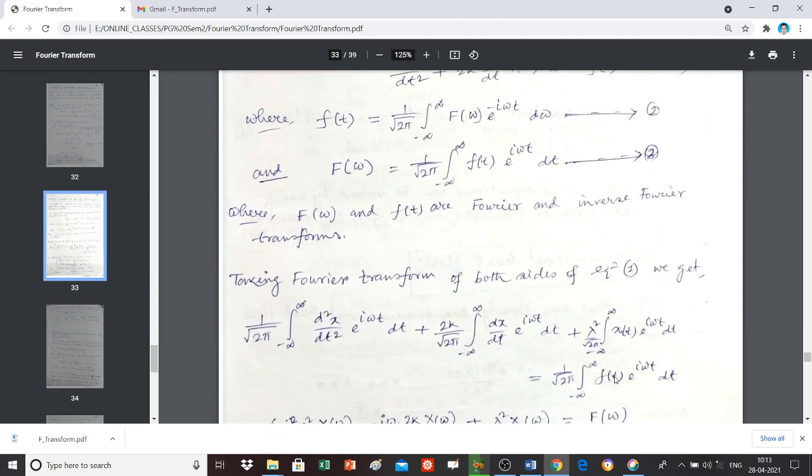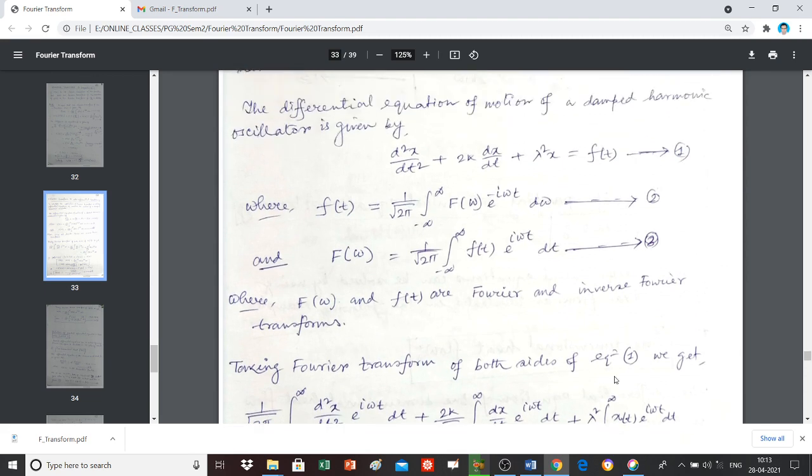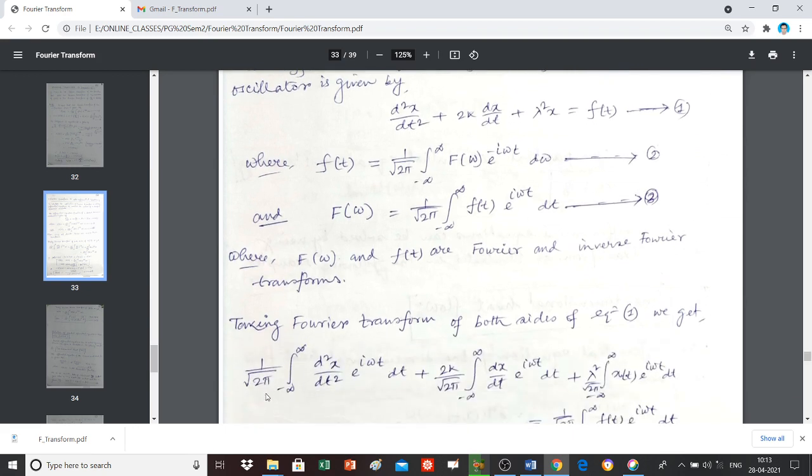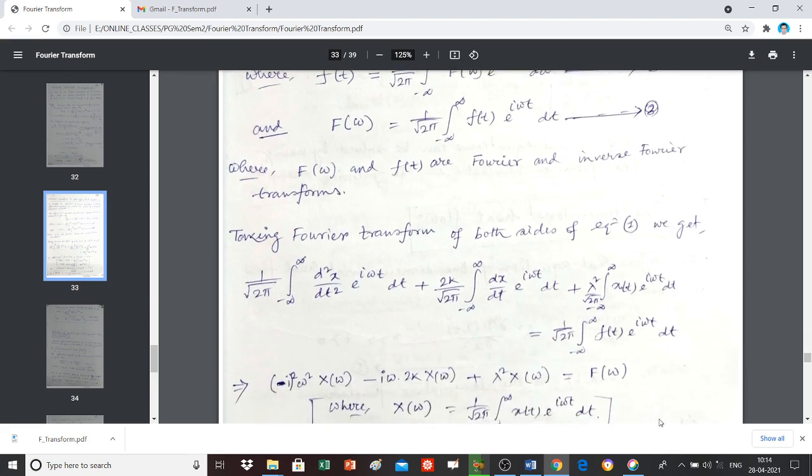We know it all. Now taking the Fourier transform of both sides of equation 1, that is our equation here. That means 1 by root 2 pi, integral from minus infinity to plus infinity of d2x by dt square e to the power i omega t dt, this is the Fourier transform of the first term, plus 2k by root 2 pi, integral of dx by dt e to the power i omega t dt, plus lambda square by root 2 pi, integral of x(t) e to the power i omega t dt, that is equal to 1 by root 2 pi, integral of f(t) e to the power i omega t dt. So we are taking the Fourier transform of both sides.